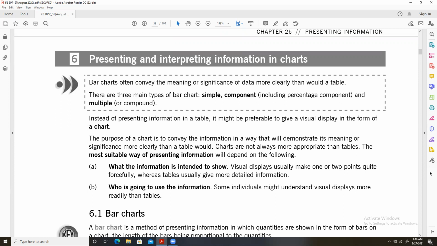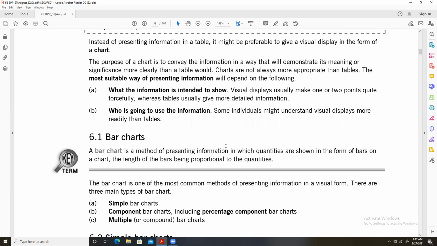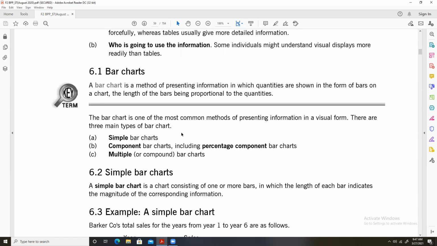Now, this is a topic that is about how information is presented. There can be different ways of presenting information. Number one is the bar charts.